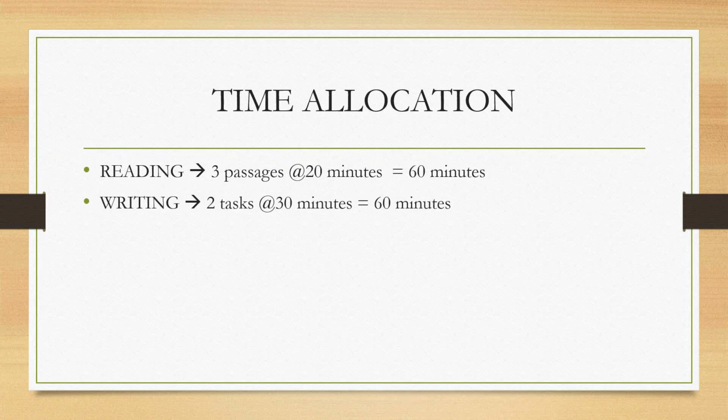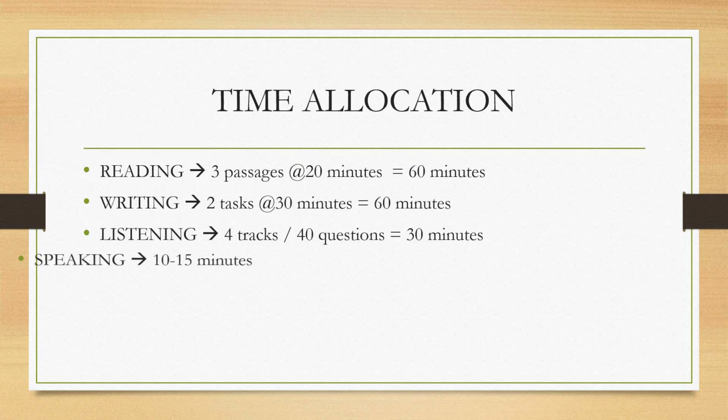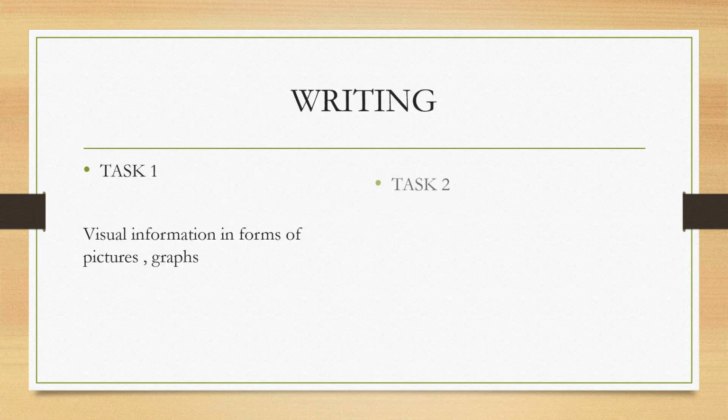Okay, let's see further about it. About the time allocation, how long do you need to take the test? First, for reading, you will have three passages which span 20 minutes for each passage, and you will have 60 minutes altogether. And for writing, you will have 60 minutes for two tasks. And for the listening, you will have 30 minutes for four tracks. So altogether, you will have 1 hour 30 minutes for the written test, and you will have separate time for the speaking test, which lasts for 10 to 15 minutes.